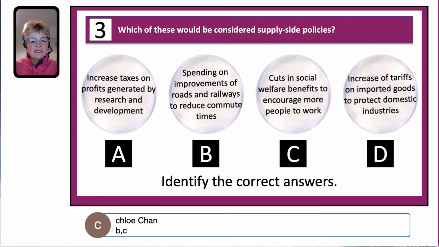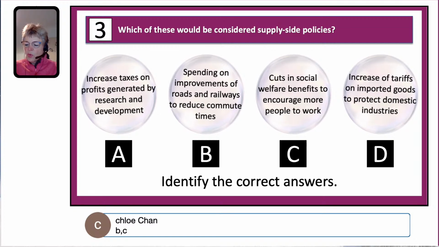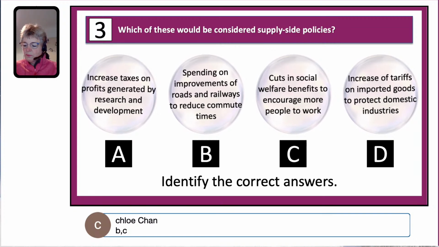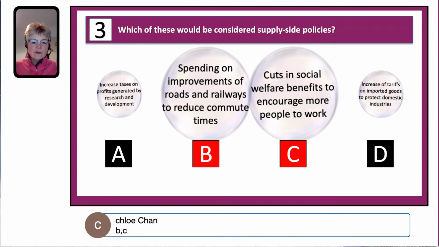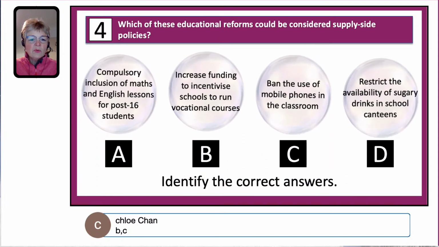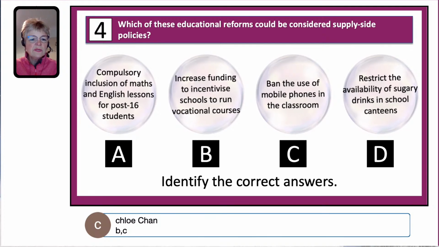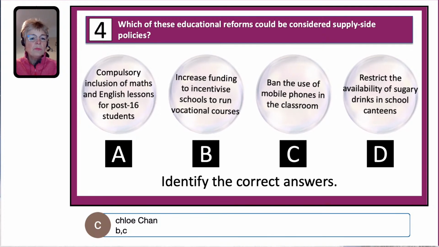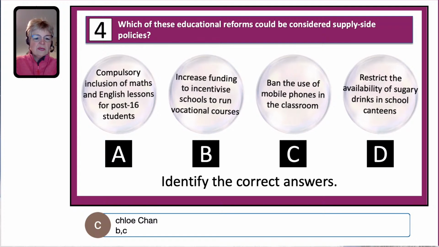And then increased tariffs on imported goods to protect domestic industries. That's not right, is it, Chloe? I think you are absolutely spot on with B and C. Well done, Chloe. Right, let's have a look at question 4. Question 4 is, which of these educational reforms would help improve the quality of the labour force, if you like, help us to be more productive?